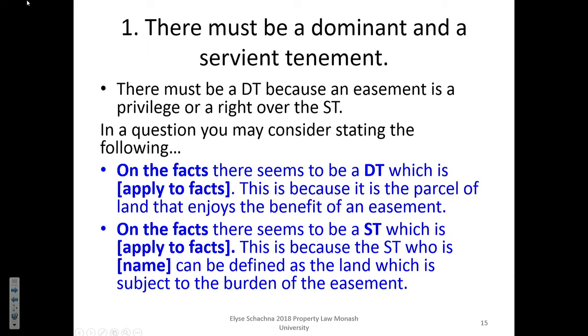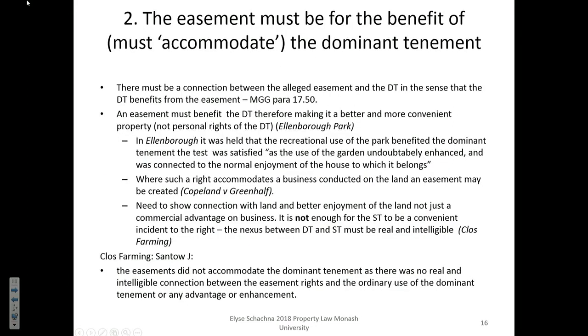Why is it the DT? This is because it's the parcel of land that enjoys the benefit of the easement. And why is this land the ST? This is because the ST, who is on the facts, whoever they are, can be defined as a land which is subject to the burden of the easement. So as I mentioned, elements 1 and 3 don't often cause that many issues. It's elements 2 and 4. So they're the ones that we're going to be focusing on.